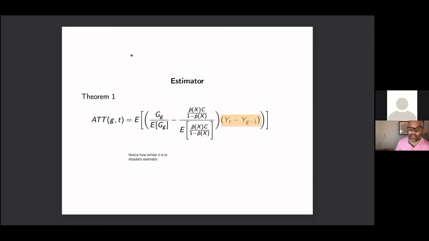But if you are in the control group, that's a 1 and that's a 0. And you'll weight that first difference by this ratio of propensity scores.